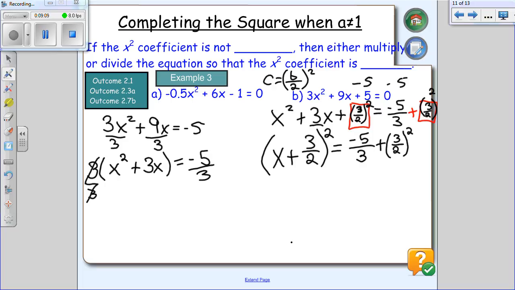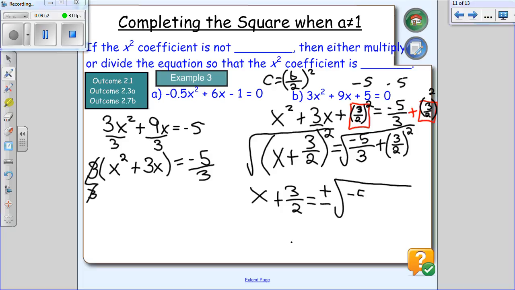Now what you guys have is an equation that you can solve. We have 1x by itself, but we have to get rid of that square root first. How do you do that? Square root both sides. So if you square root both sides, you'll have x plus 3 over 2 on one side. And it's equal to, and this is where the plus or minus comes in. Anytime you square root now in this class, you plus or minus, and then square root. Negative 5 over 3 plus, and I'm going to change that 3 over 2 squared to 9 over 4.